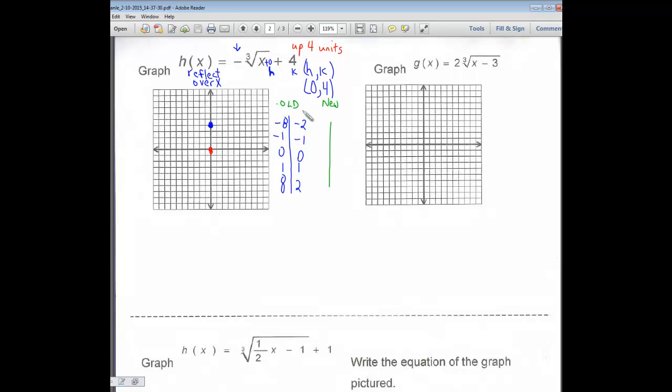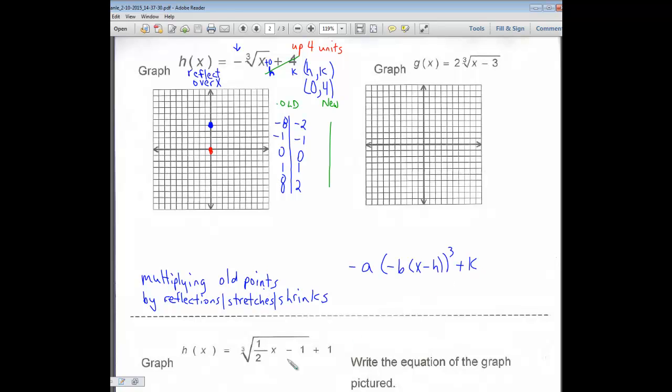And just like in the square root, the quadratic, and the cubic function, once I use HK, I'm not using HK anymore. I just need to know what am I multiplying to x and y. To get the new points, we are only multiplying the old points by the reflections, stretches, and shrinks. That's it. So the only thing I'm multiplying is what's in front.